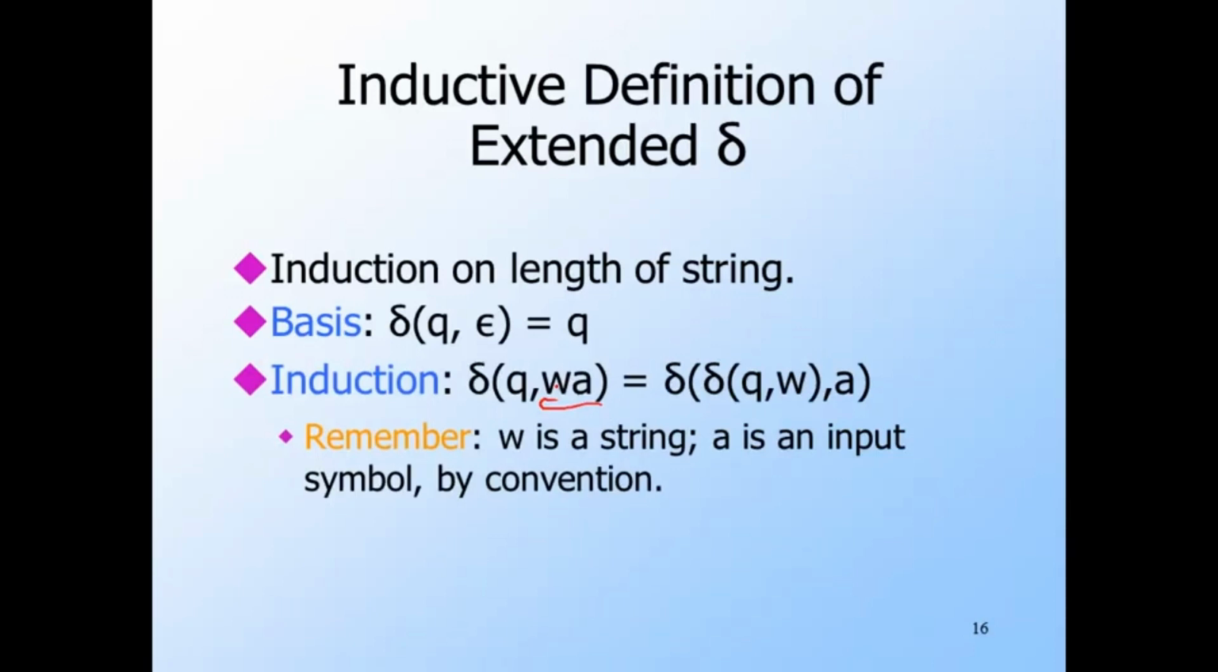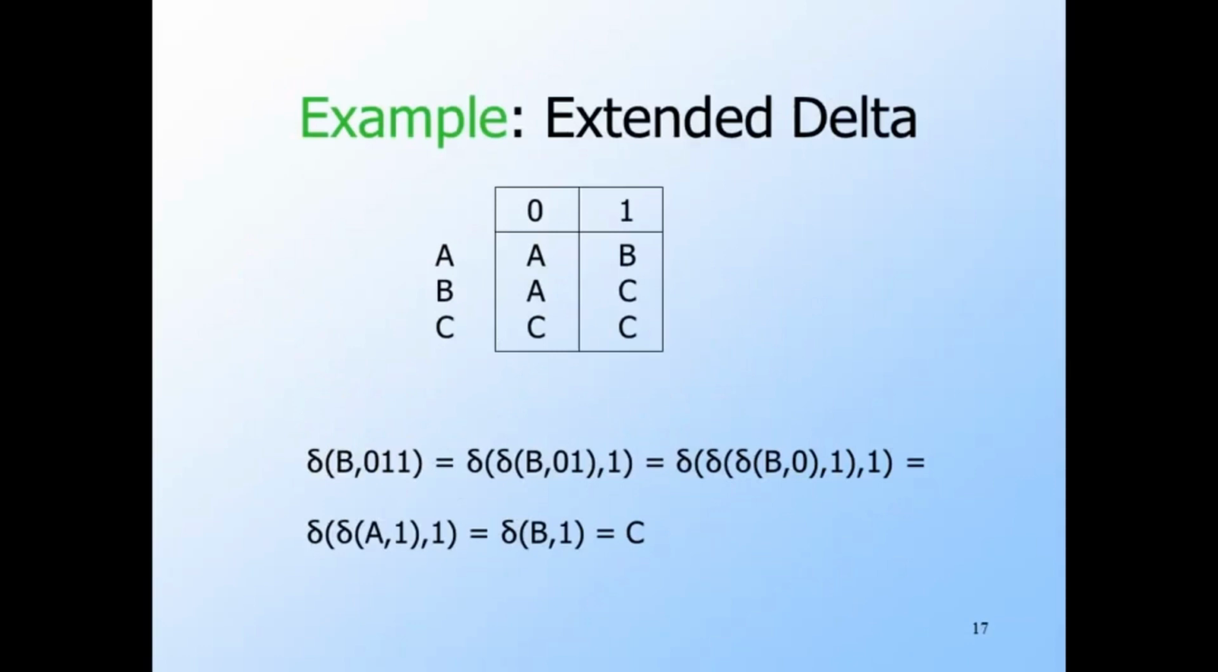The inductive rule says that we first see where you get to from state q on string of inputs w. That would be delta of q and w. And then you see where you get from that state, whatever it is, on the last input a. In this example, 0, 1, 1 is split into w, which is 0, 1, and a, which is 1. Then we have to compute delta of b and 0, 1 and see where it goes to on input 1.